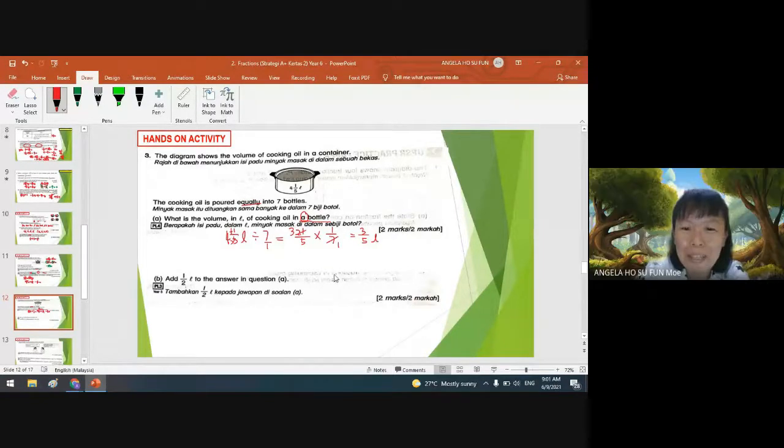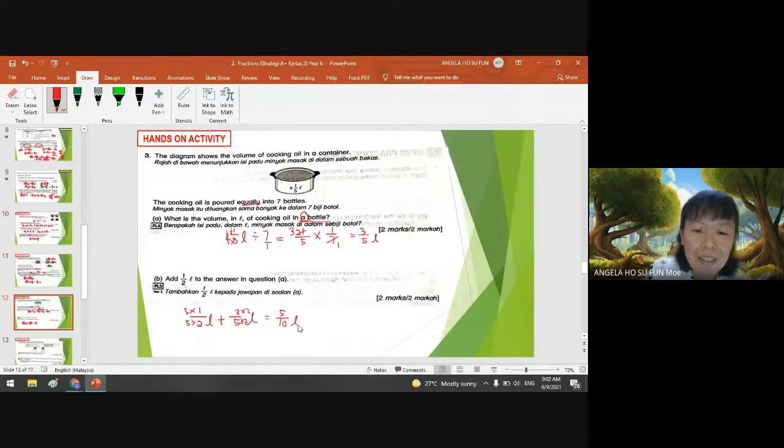1 over 10. Okay. Somebody said 1 over 10. Let's look at it whether it's correct or not. So what I'm going to do, add 1 over 2 liter, add to the answer 3 over 5 liter. So 2 and 5 cannot. I multiply this by 2. Multiply by 2. This one I multiply by 5. This one I multiply by 5. I will get here 5 times 1 is 5. 5 times 2 is 10.